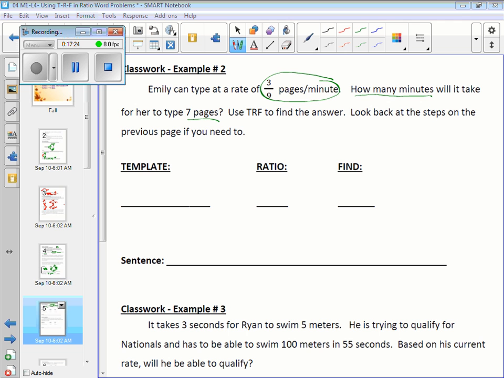I'm almost there. What's my template, Geneva? Sounds good to me. All right, stay with it. What's my given ratio? Geneva, still you. Good. What are we trying to find?